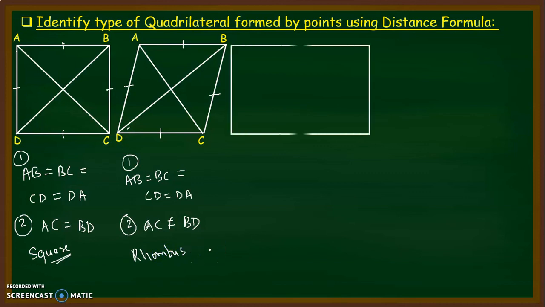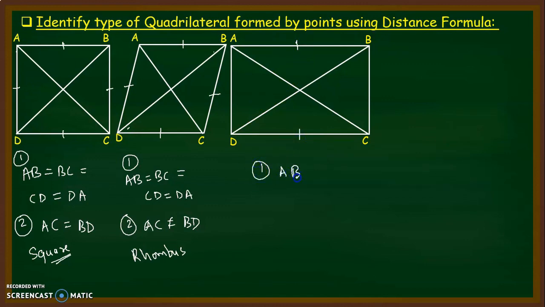And the third type of quadrilateral is a rectangle. The properties of a rectangle are that opposite sides are equal, meaning AB will be equal to CD and also BC will be equal to AD. And the second property is that their diagonals are equal, meaning AC will be equal to BD. If those two conditions are satisfied, then we can say those 4 points will form a rectangle.